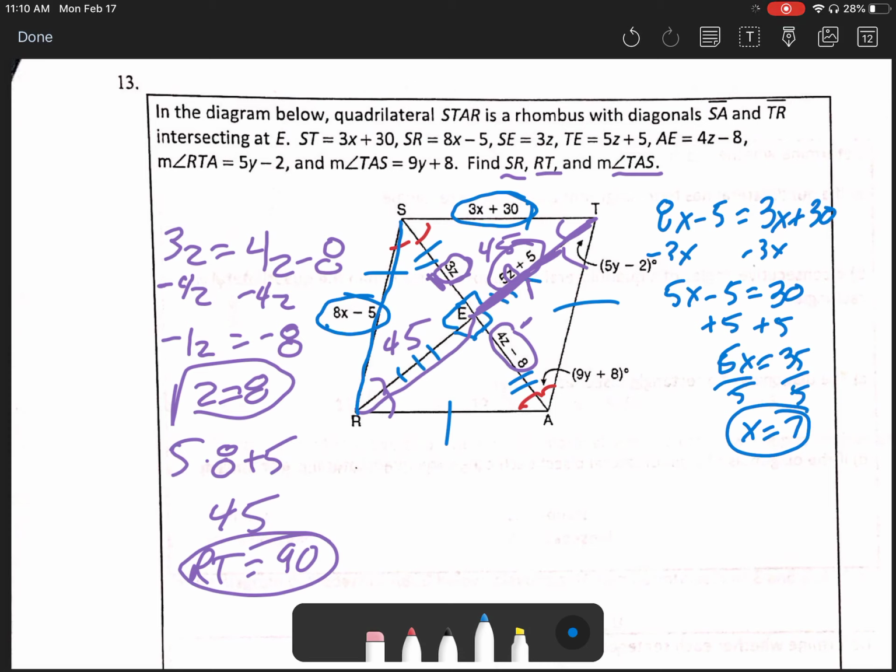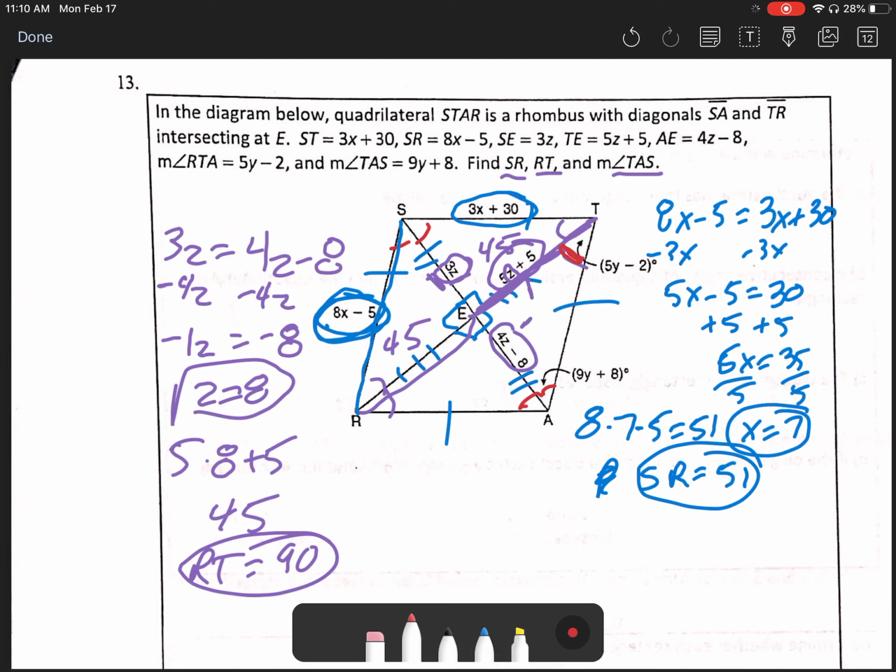I'll complete this problem because it says I want to find this distance right here. So this is going to be 8 times 7 minus 5, which is 51. So I know the distance from S to R is equal to 51. Okay, and then the last one. So this is a little bit trickier.